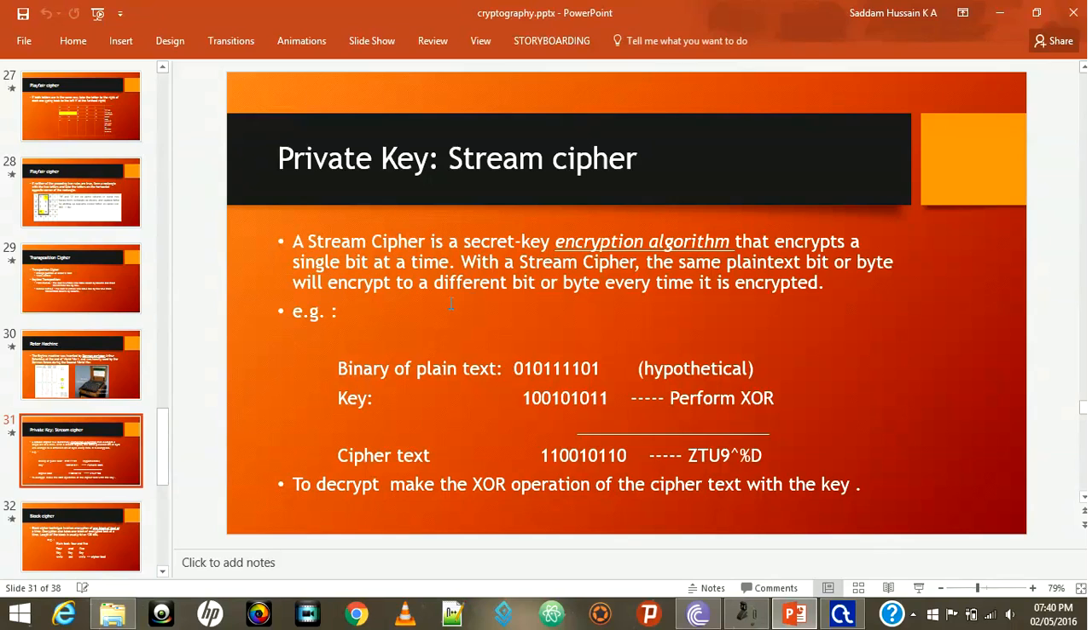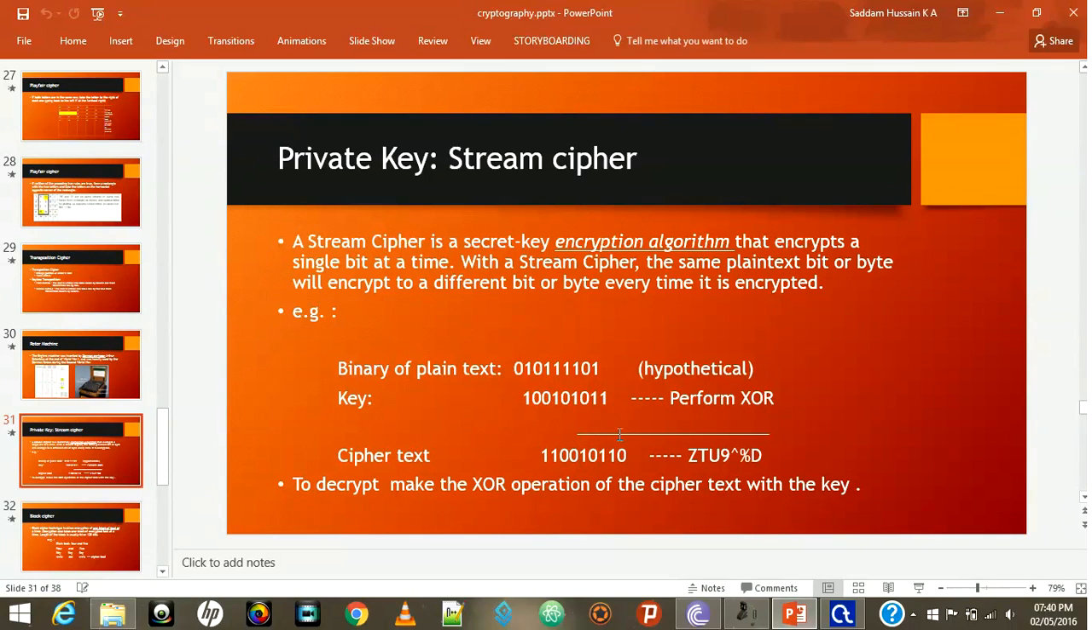Okay, a stream cipher only encrypts bit by bit. For example, we have the binary of the plain text and the key. What the stream cipher says is it encrypts only a single bit at a time. Using an XOR operation, we get the cipher.